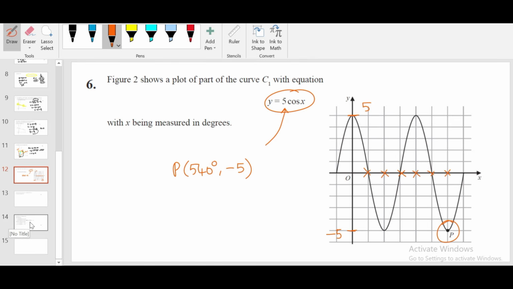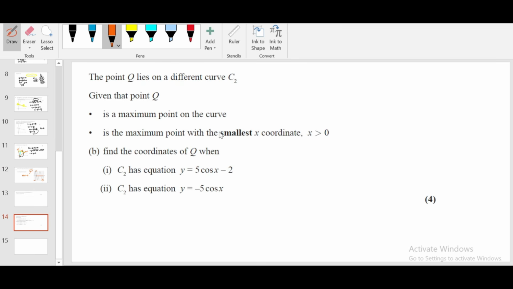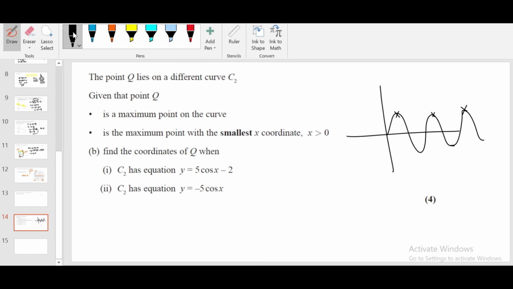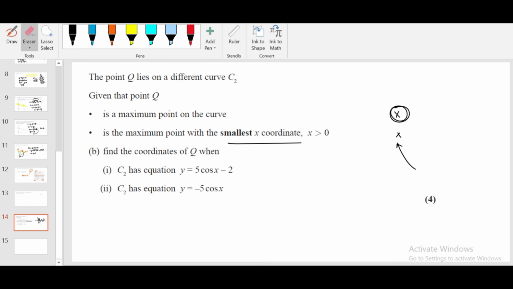Q lies on a different curve C2. Given that Q is a maximum point with the smallest x coordinate. What do they mean by smallest x coordinate? When you take a graph, there will be so many maximum points actually. So they are talking about the smallest x coordinate, so this x coordinate. So they are talking about the maximum point which is closest to the origin. So find the coordinates of Q when C2 has this equation 5 cos x minus 2.